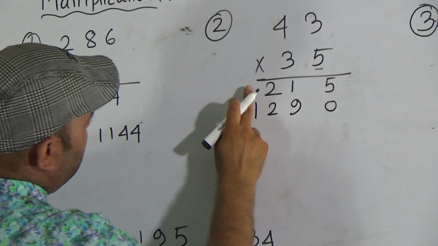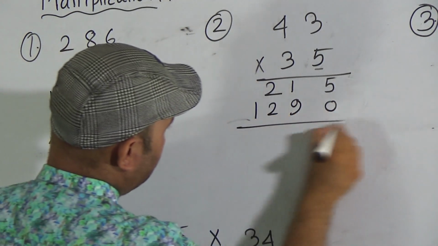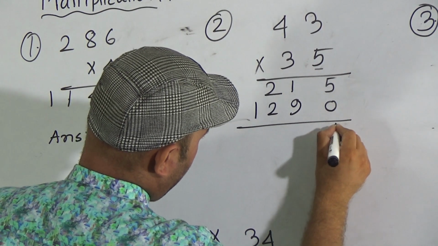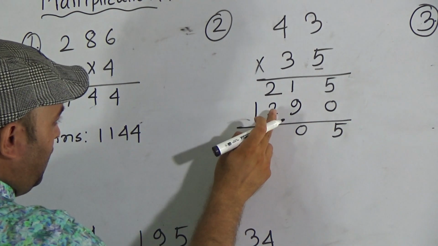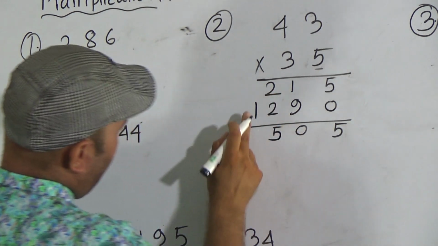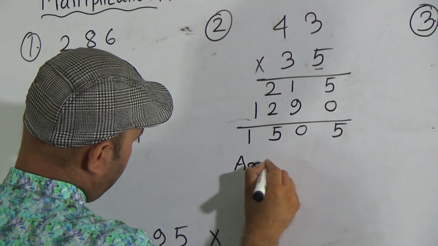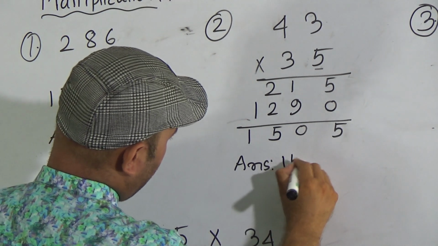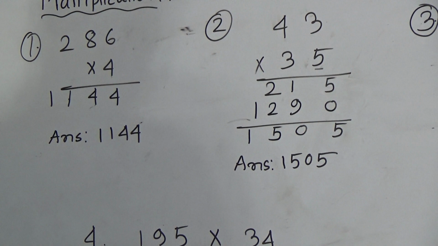Now you have to add 215 and 1290. 5 plus 0 it will be 5. 9 plus 1 it will be 10, and you carry 1. 2 and 1 is 3. 3 plus 2 it will be 5, and 1 will be here. So the correct answer is 1505. My dear students, hope you understood this one.